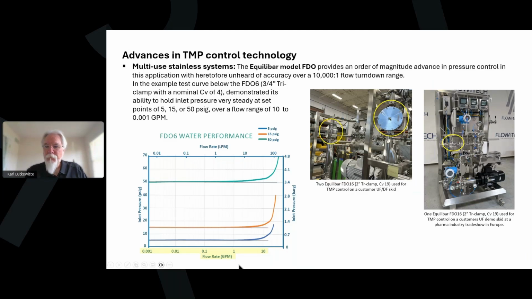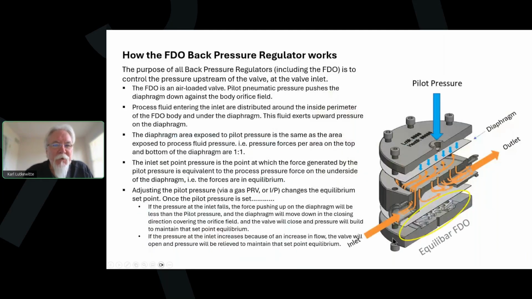So pretty cool thing. I'm going to show you how the FDO back pressure regulator works. And how does it work? It works very simply. Again, it's an air-loaded valve. So air or gas pressure is added to the top of the valve. You can see that over here, right into this port. And it's added by either a simple pressure reducing valve or, if automated, using an I-to-P or E-to-P, depending upon where you live in the world, what it's called. That pressure loaded in there is the valve's inlet pressure set point.